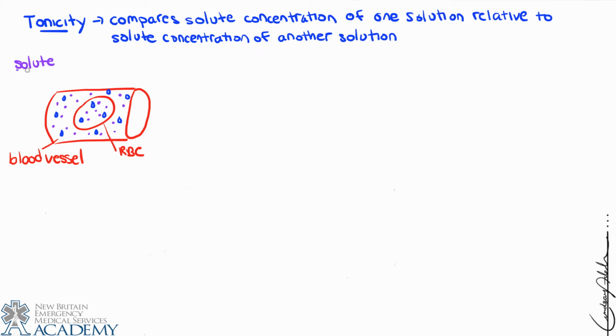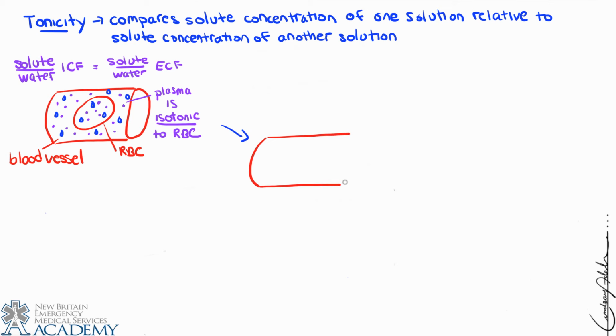So in this drawing, the solute to water ratio inside of the cell is going to equal the solute to water ratio of the plasma. So we would say that the plasma is isotonic to the red blood cell, meaning it has the same solute to water ratio or the same solute concentration.